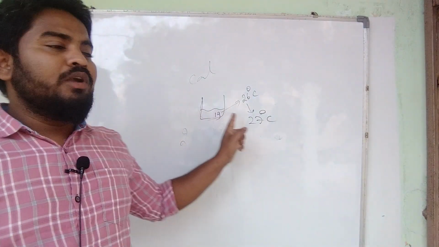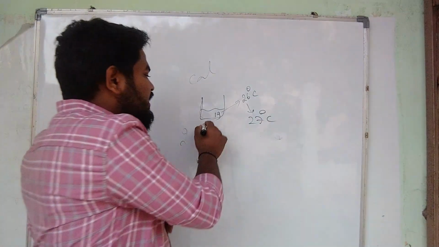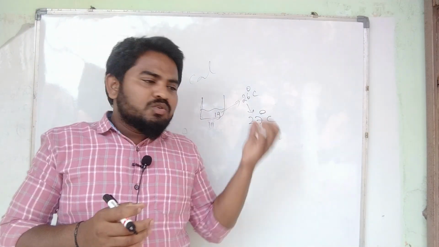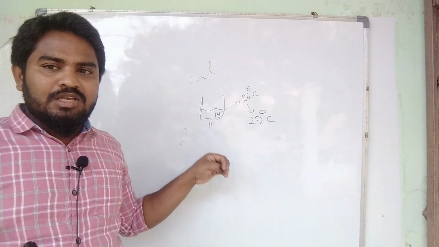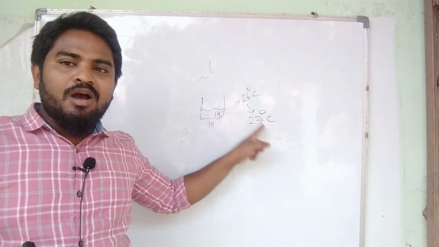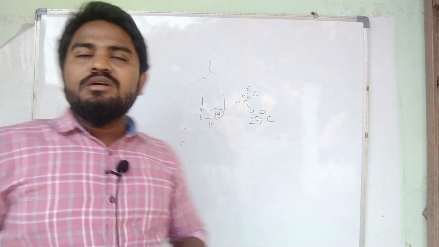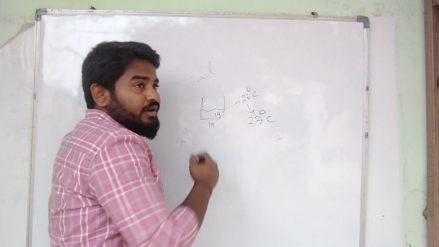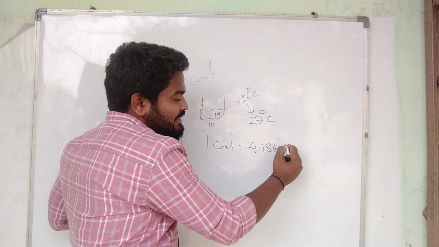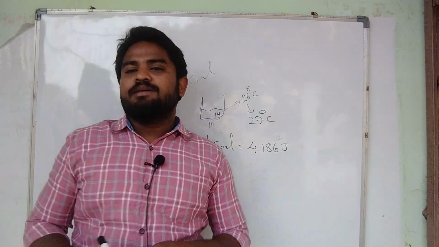So to raise 1 unit, what do we have to do? We have to give heat energy. If you give heat energy, then its temperature gets raised, isn't it? Right? So here the required heat energy to raise 1 degree Celsius of 1 gram of water is called 1 calorie, right? So this is the CGS unit of heat. Here 1 calorie is equal to 4.186 joules. Joules are the unit of heat in the SI system, right?